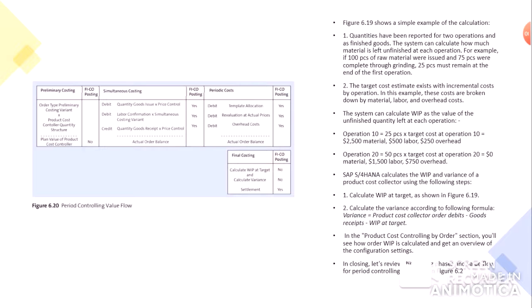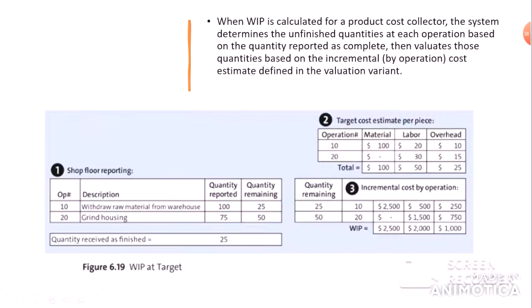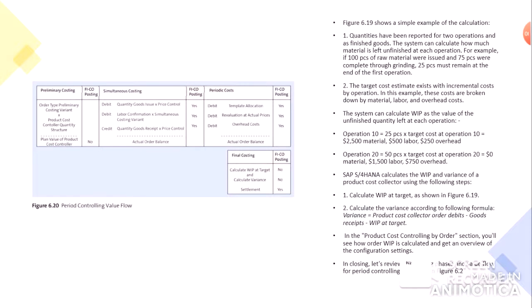So in the previous figure, we have seen a simple example of the calculation. Quantities have been reported for 2 operations and as finished goods. The system can calculate how much material is left unfinished at each operation. For example, if 100 pieces of raw materials were issued and 75 pieces were complete through grinding, 25 pieces must remain at the end of the first operation.